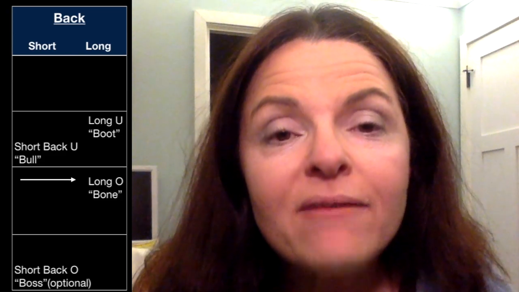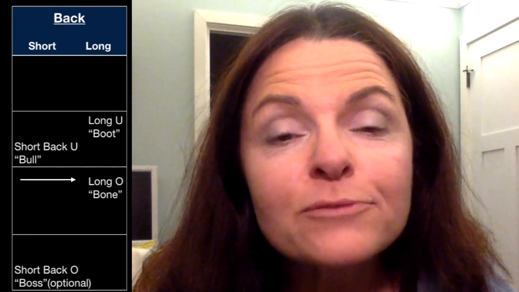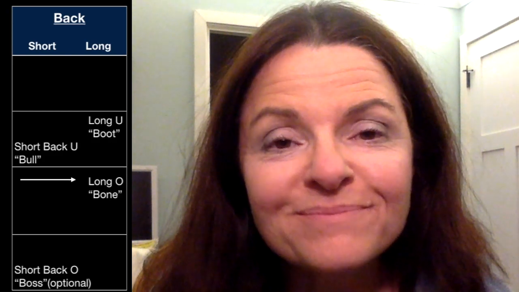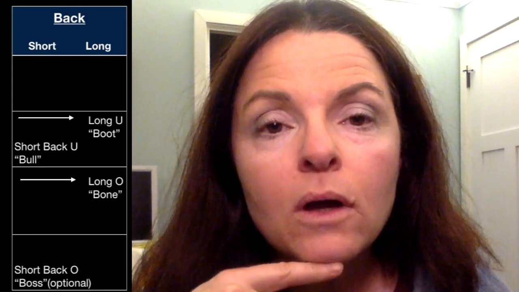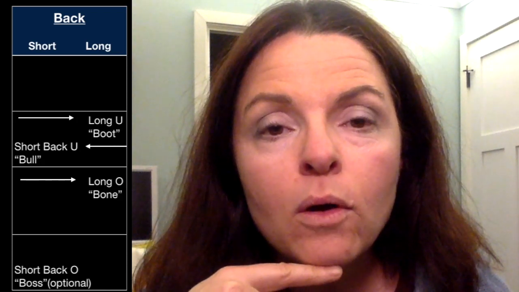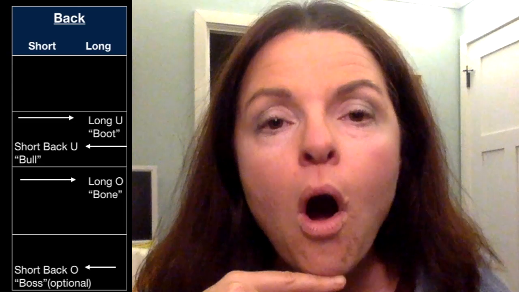Now let's look at the 4 back vowels all together. All of the back vowels will have the tongue tipped lower than the back of the tongue. And all of the back vowels are rounded, though short back U is relaxed and very gently rounded. So let's start and notice how my chin gets lower for each vowel. Ooh, oh, ah. Again. Ooh, oh, ah. Boot, bull, bone, boss.